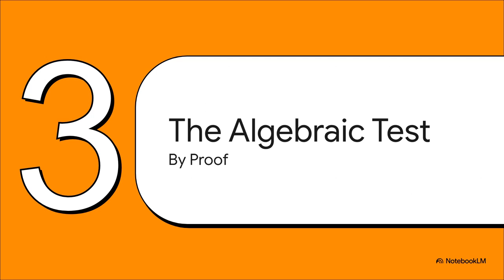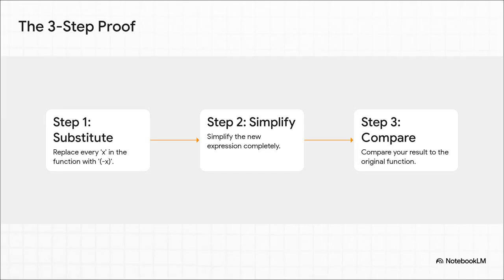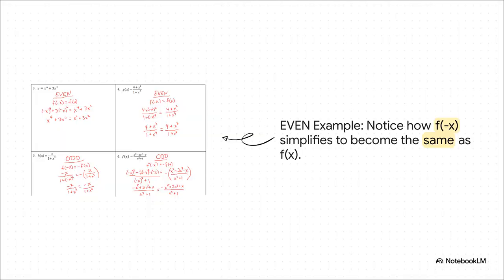Now, spotting symmetry by eye is a great skill to have, but in math, we need to be sure. We need proof. And the algebraic test is how we can be 100% certain of a function's identity without ever even looking at its graph. And the process is always the same. It's like a simple 3-step recipe. Step 1, everywhere you see an x, replace it with a negative x. Step 2, simplify the whole thing down. And step 3, compare what you ended up with to what you started with. That's it. Let's see it in action.